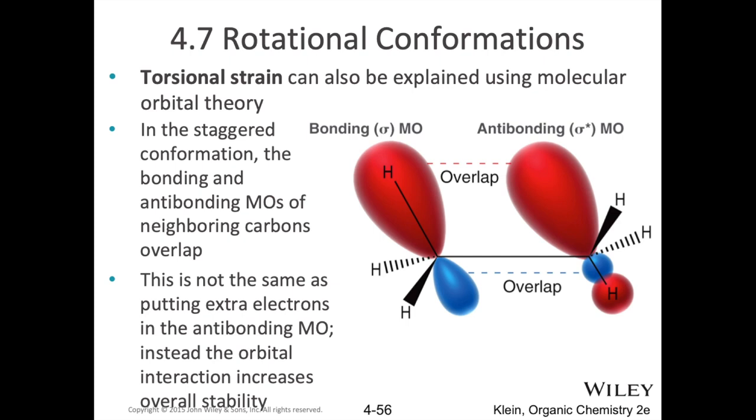Even though there's an antibonding molecular orbital involved here, that's not the same thing as saying you're donating electrons into that orbital. You're not putting electrons into that antibonding orbital. That would break the bond, right? That would destabilize the bond. Instead, you're just using this weak attraction between the two orbitals, that weak overlap, and that helps lower the potential energy and makes it a little bit more stable.